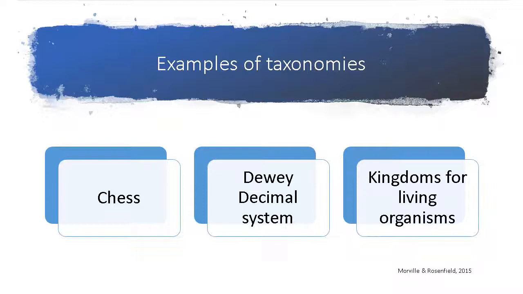For example, chess has a taxonomy of pieces that represent army units: pawns, rooks, bishops, knights, kings, and queens. In the Dewey Decimal System, books are given a classification number so a user can locate a particular book. And lastly, all living organisms are placed into one of 5 different kingdoms: animals, plants, fungi, bacteria, and protists.